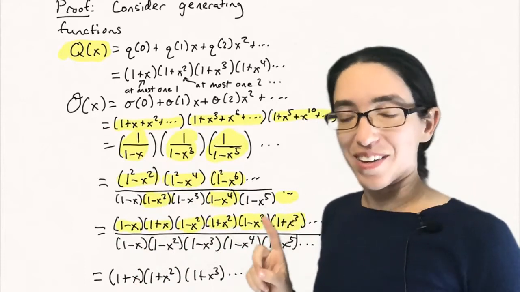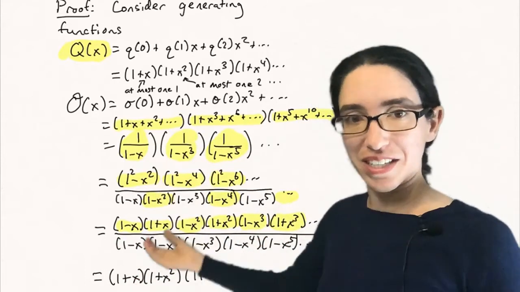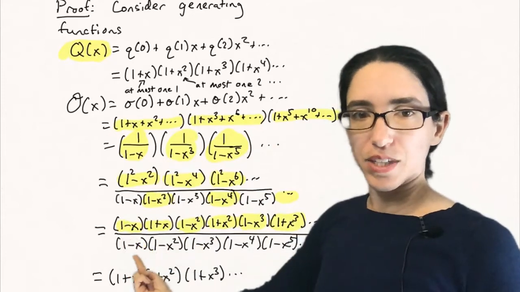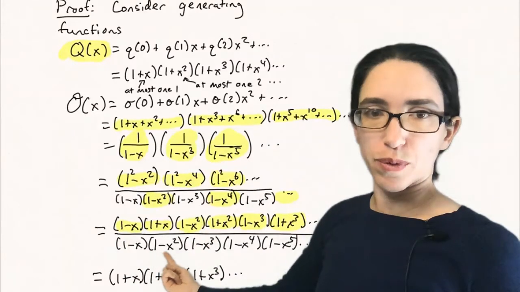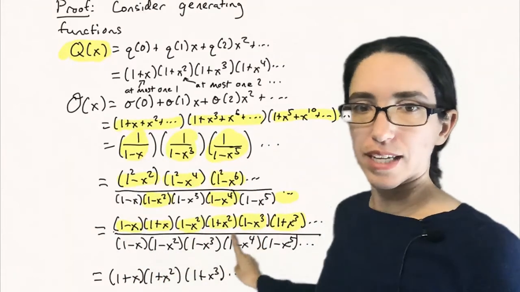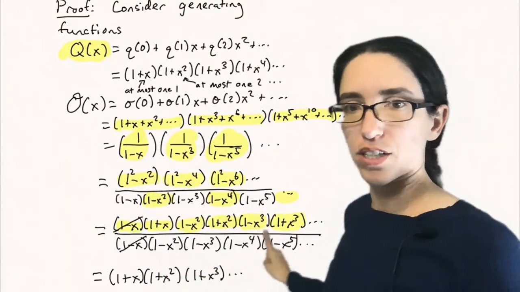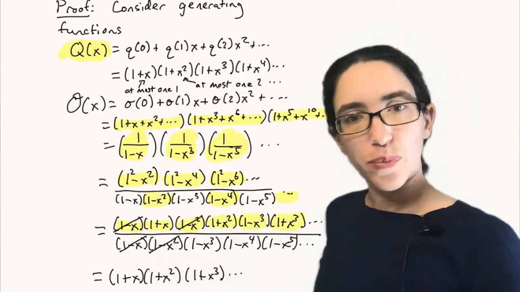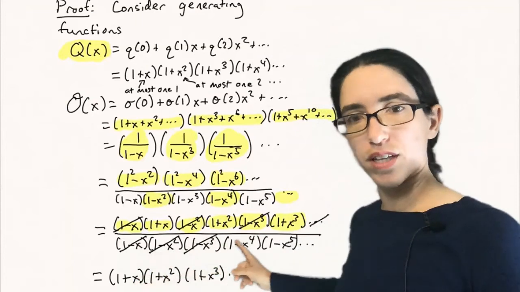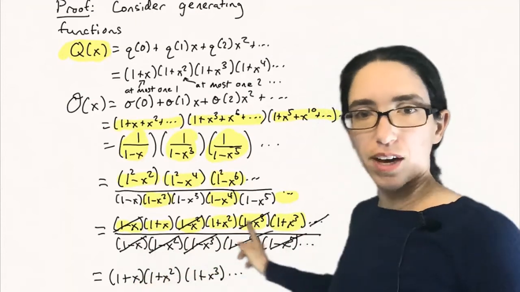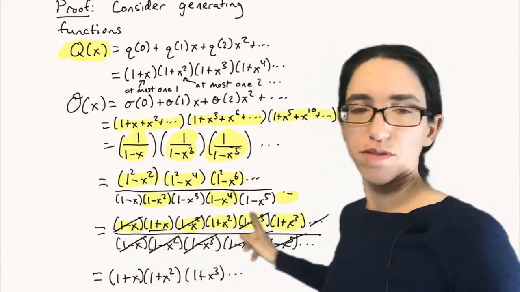And now we can re-cancel, but in a different way. 1 minus x cancels with the 1 minus x, and the 1 minus x squared cancels with this 1 minus x squared, and this 1 minus x cubed cancels with this 1 minus x cubed, and so on. And when we do that, let's see what's left. Notice that everything in the bottom is getting crossed off one by one, and every other term in the top is getting crossed off one by one.